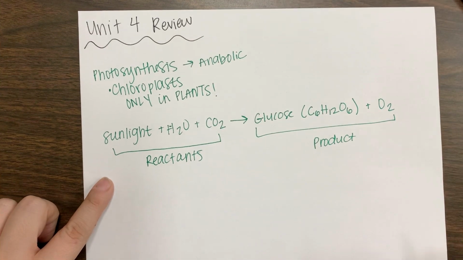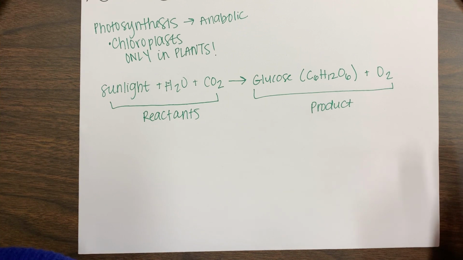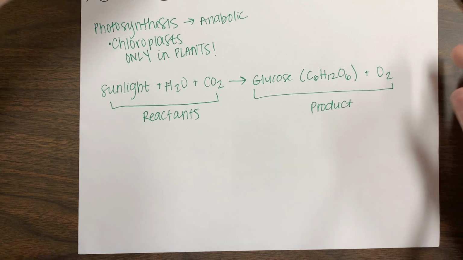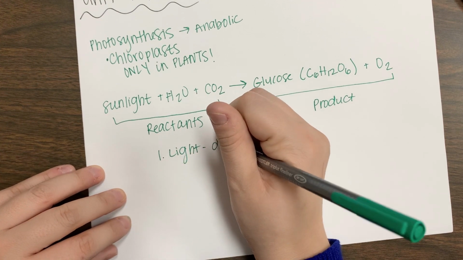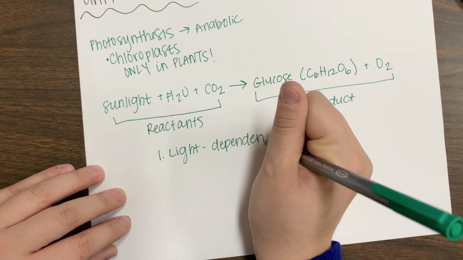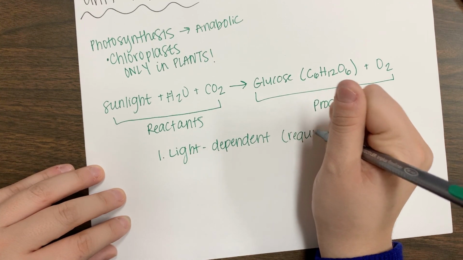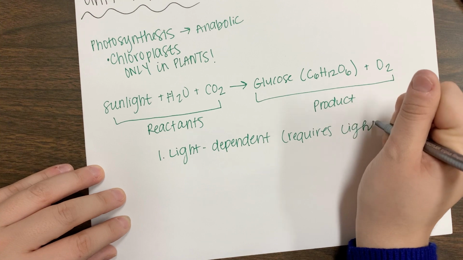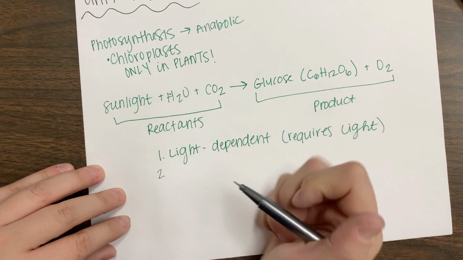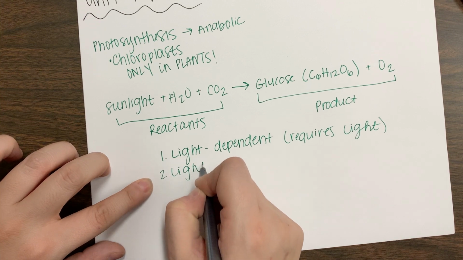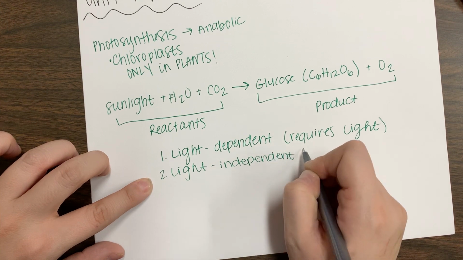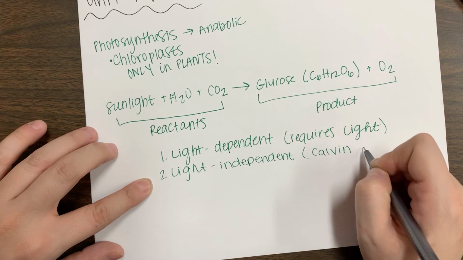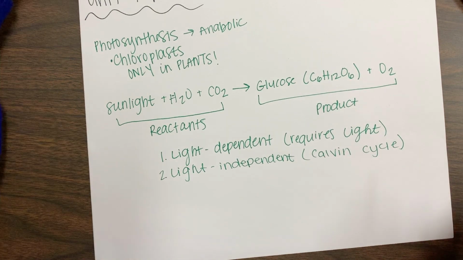Okay, so photosynthesis has two phases. It's going to be light dependent and light independent. Light dependent, this means it requires light. And then it's light independent, or also known as the Calvin cycle. And this does not require light. Okay, so we're going to talk about light dependent first.